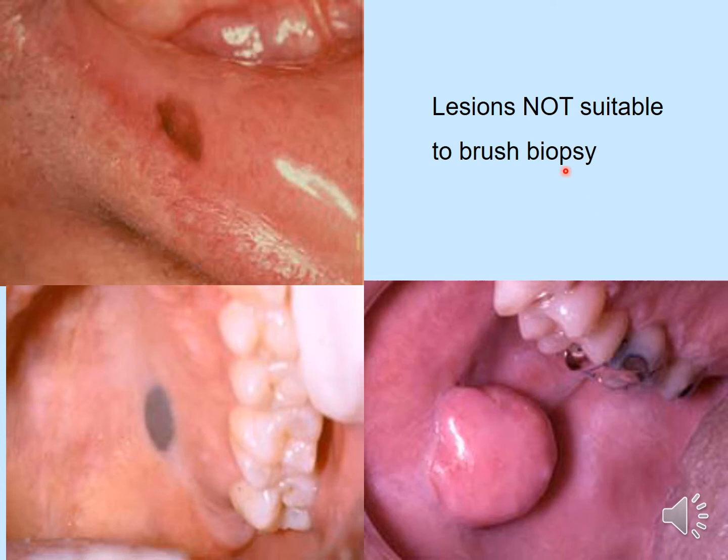Okay, now these are actually images of lesions, as we discussed in the previous slides, which are not suitable for brush biopsy. So these are two pigmented lesions on the mucosa, and this is a connective tissue growth. So we cannot do a brush biopsy because you will not be able to get representative tissue to be able to come up with a diagnosis.